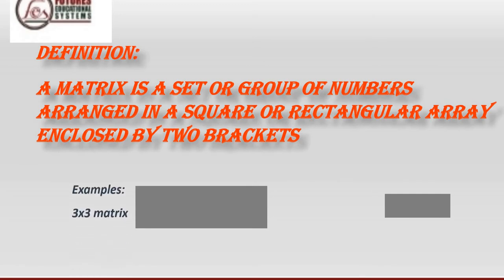Example. The first matrix is of order 3 by 3. It means 3 rows and 3 columns. A row is the horizontal line, but a column is the vertical line. This matrix is of order 3 rows and 3 columns. Let's go to the second example. This matrix is of order 1 by 2. It means one row and 2 columns.